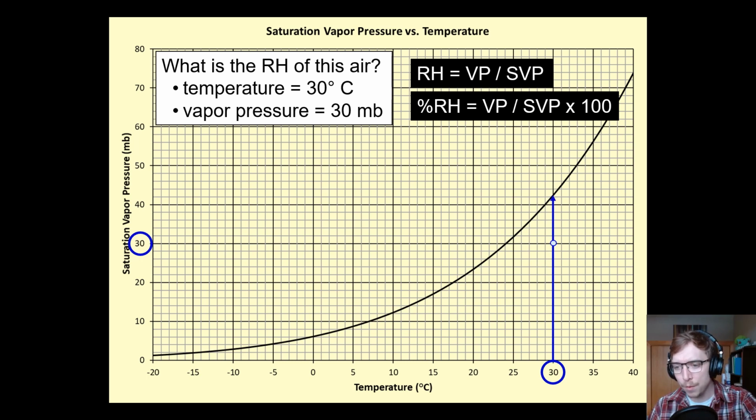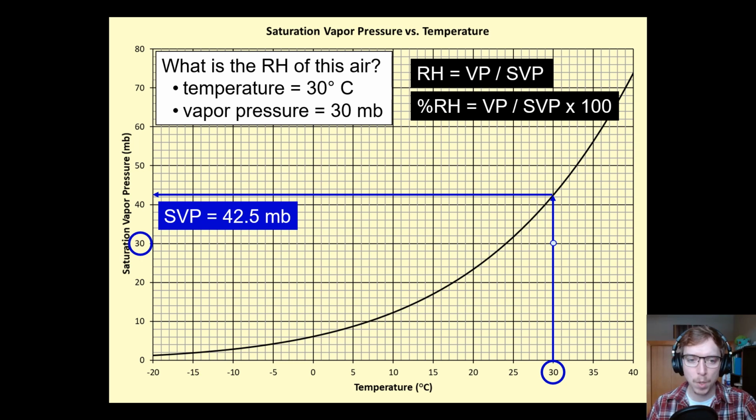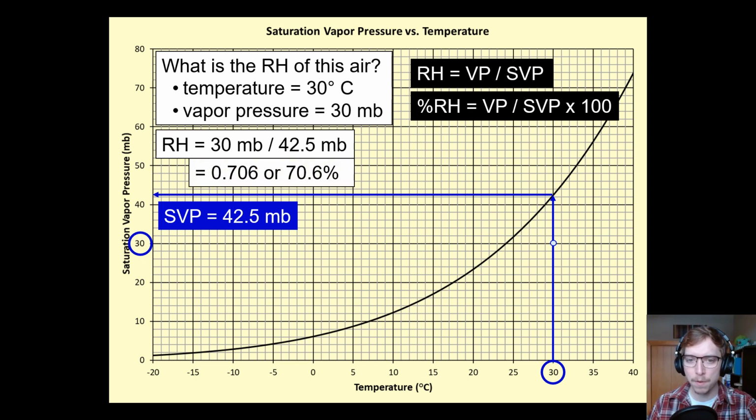So if we were at 30 degrees Celsius, our saturation vapor pressure is actually somewhere around 42 and a half millibars, whereas the actual vapor pressure that we're measuring right now is only 30 millibars. Simply divide them out. 30 divided by 42.5 gives us 0.706, or 70.6% is our relative humidity.